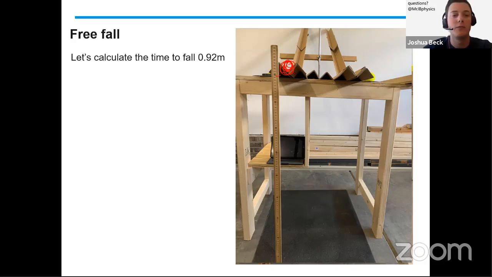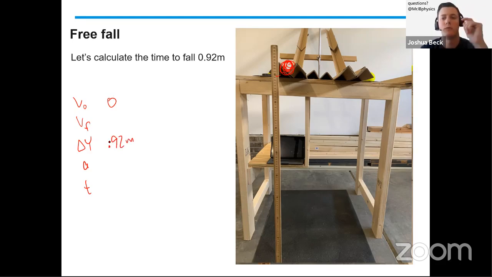So, quick kinematics calculation. I'm going to list my variables: my initial velocity, my final velocity, delta y (I could put delta x, but since I'm dealing with vertical here, I'm going to call it delta y), a, and t. I'm just going to drop it from that height. So my initial velocity should be 0. The final velocity, when it reaches the ground, I'm not really sure how fast it'll be going. I do know that my delta y is going to be 0.92 meters.